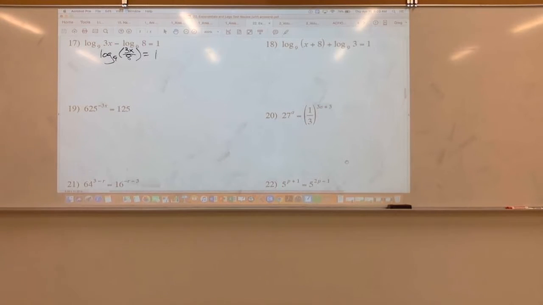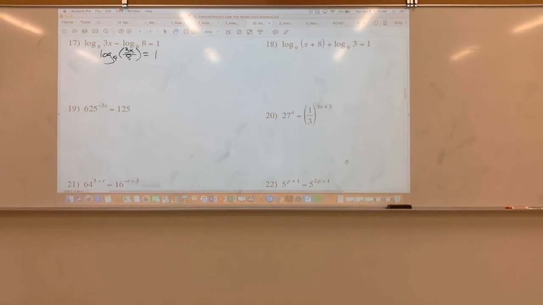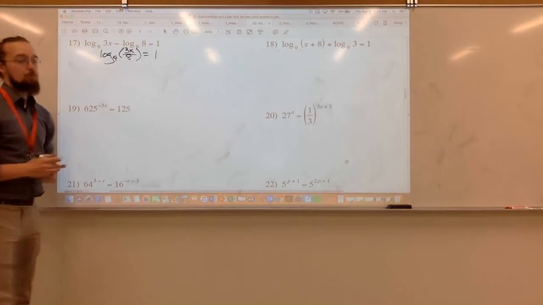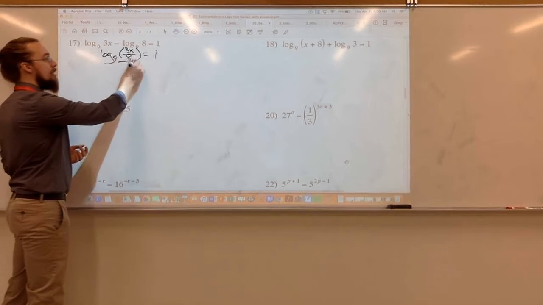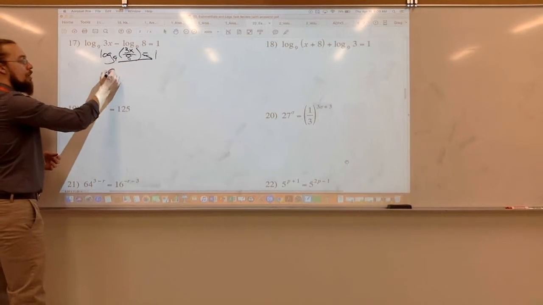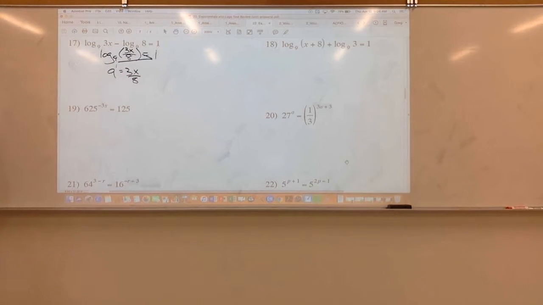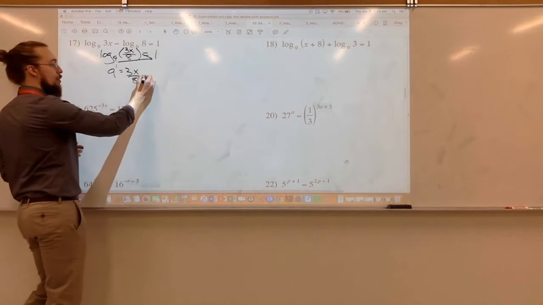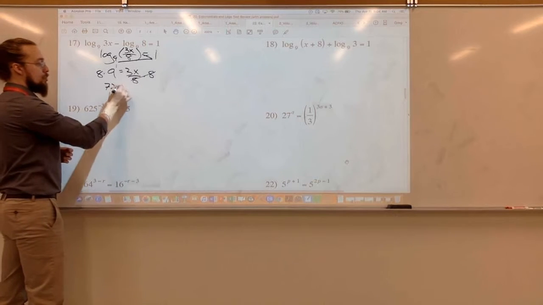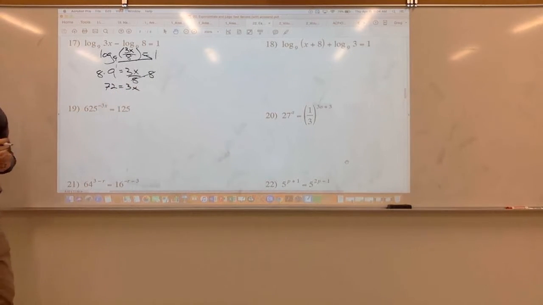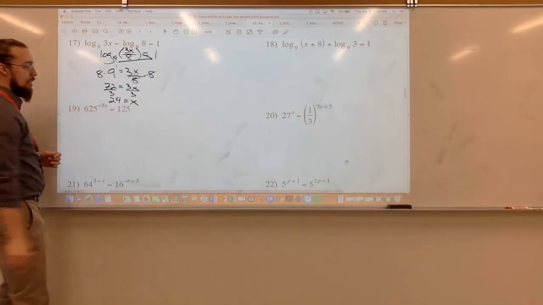But since there is no log on this side, I can't take what's on the inside of the logs and set them equal. Whenever we have a log equal to a number, we have to rewrite this as an exponential, or a lazy 7. So from here, I would say 9 to the first power equals 3x over 8. 9 to the first power is just 9, right? So I would multiply both sides by 8 here, and get 72 equals 3x. Divide both sides by 3, and we get x is 24.